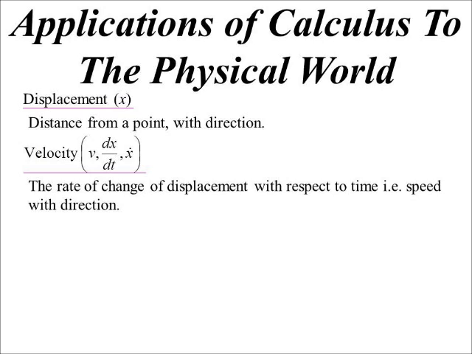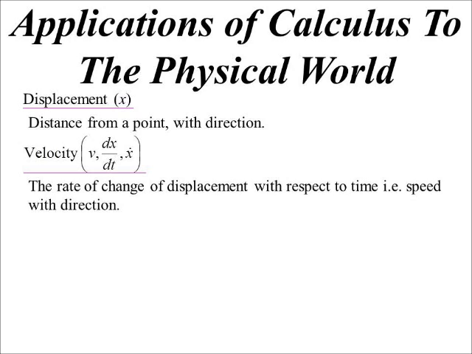Velocity, strangely, we use v sometimes for velocity, but it is the rate of change of displacement with respect to time, so it would be dx/dt. Now, when we're talking about motion, another notation we sometimes use for the derivative is dot notation. One dot above the x means the derivative of x. That notation is only ever used in motion. So it's the rate of change of displacement with respect to time. It's the speed, but with direction. So a negative velocity would mean I'm travelling in the negative direction. Positive velocity, I'm travelling in the positive direction.